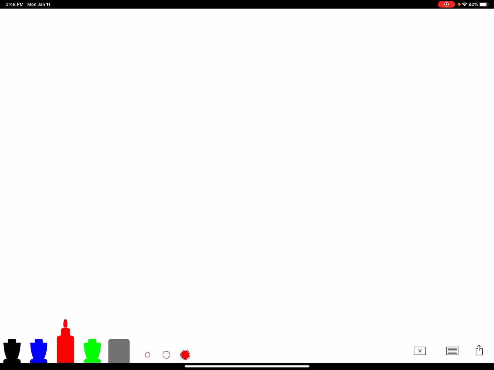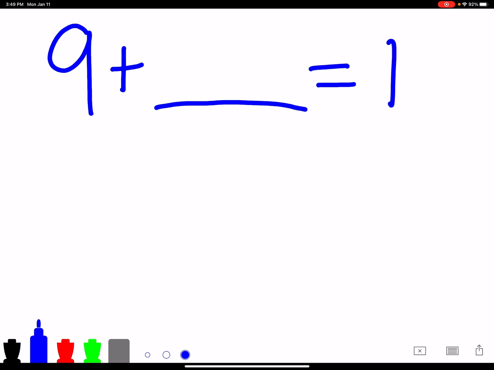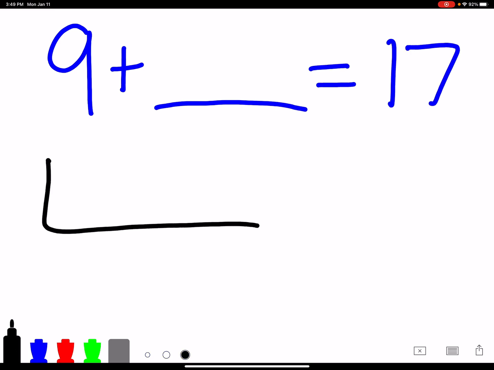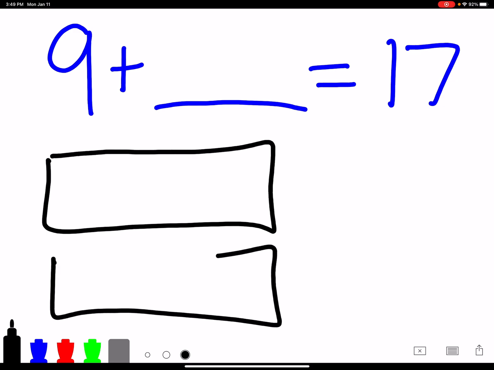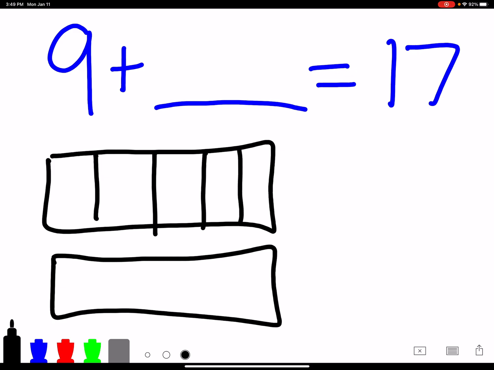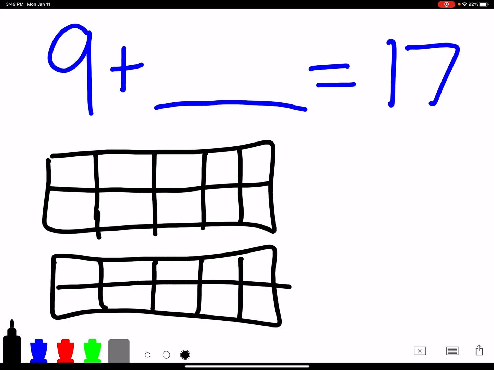So let's do another example where we have a missing addend. So if we say 9 plus blank equals 17, we could add 2 ten frames down here. 1, 2, 3, 4, 1, 2, 3, 4, 5. So now we have a total of 2 tens frames, so that makes it a total of 20. So we're trying to figure out 9 plus something equals 17.